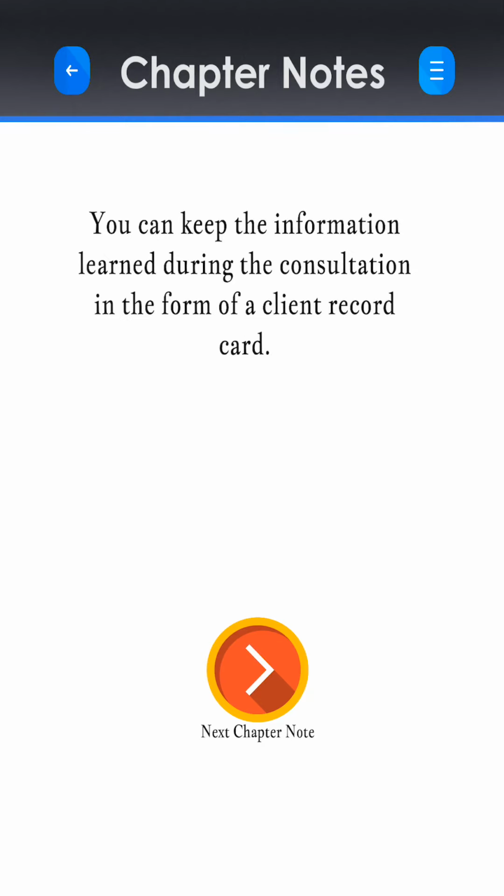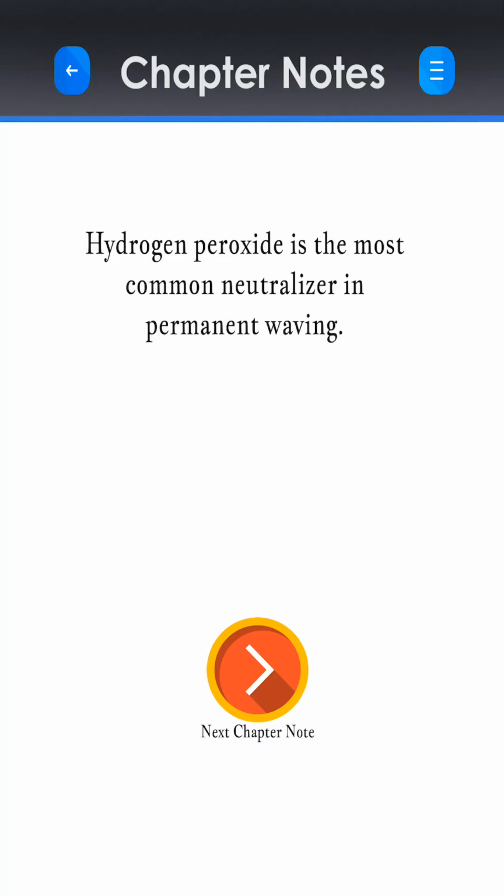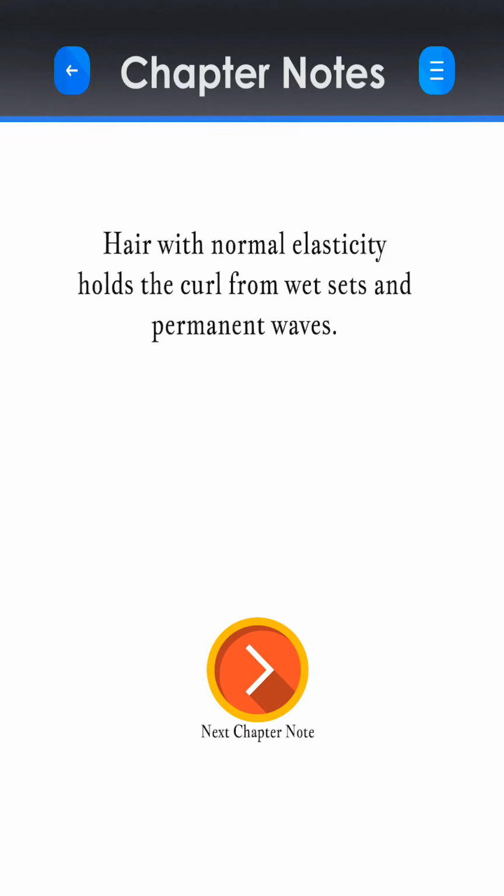You can keep the information learned during the consultation in the form of a client record card. After processing and rinsing, neutralize any remaining waving lotion in the hair, rebonding newly arranged sulfide bonds through the process called... Hydrogen peroxide is the most common neutralizer in permanent waving.